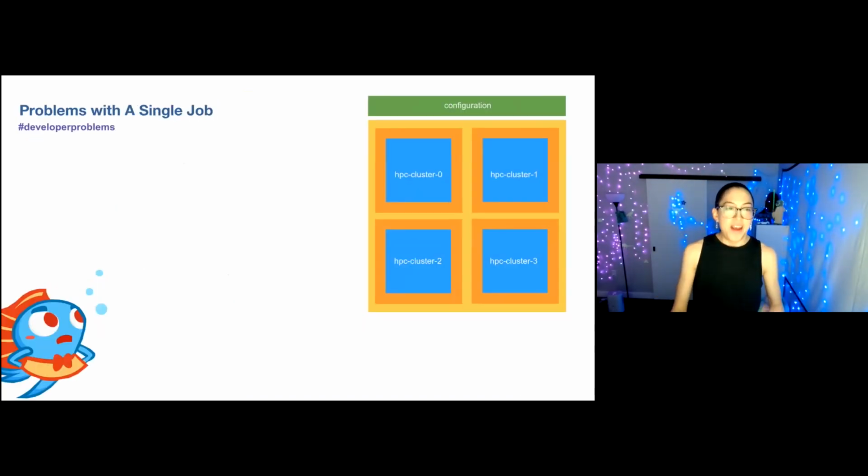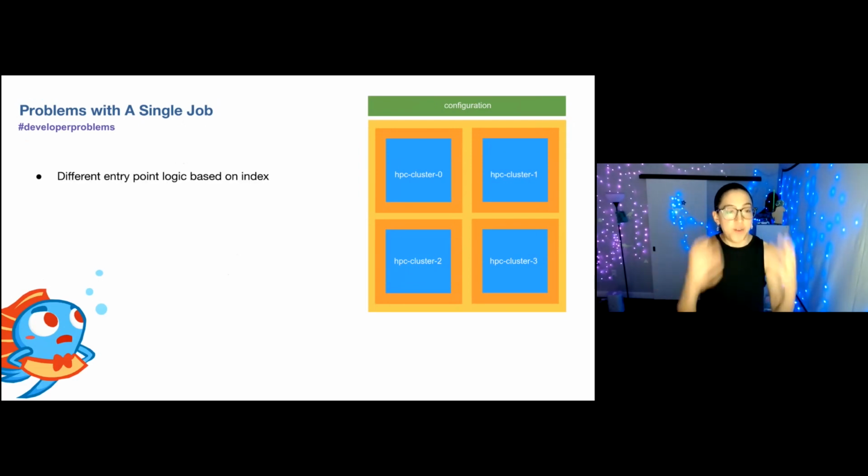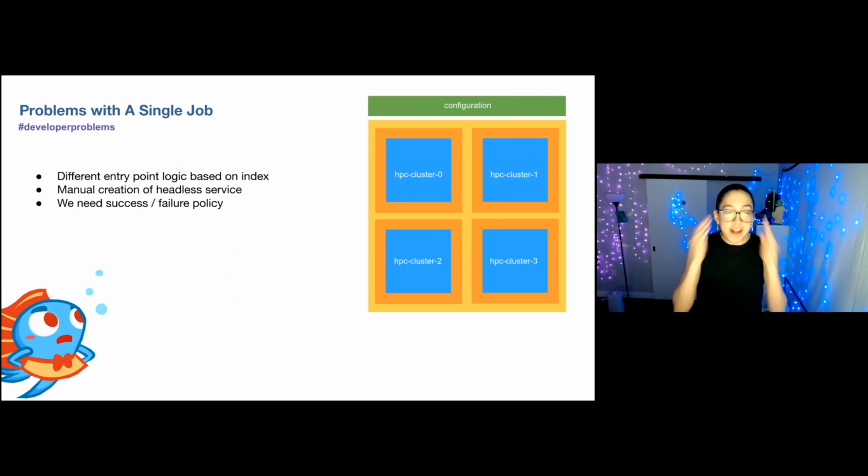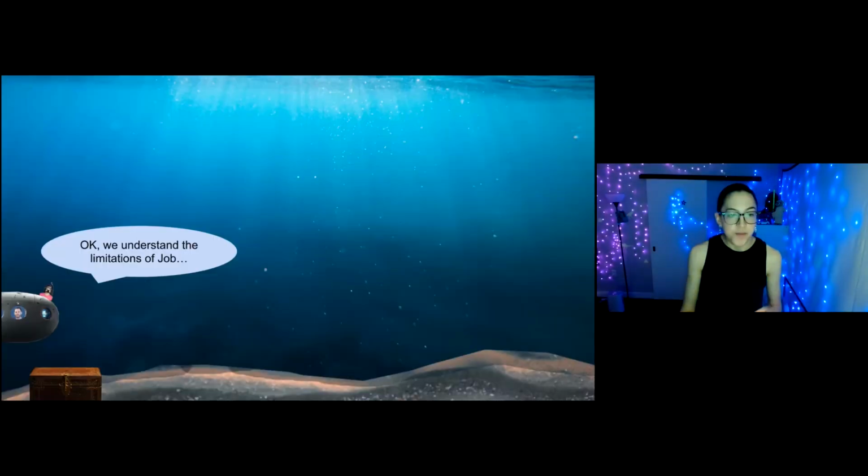It was awesome, but there were hashtag developer problems. There are always developer problems, aren't there? The first one was that we have to have different entry point logic based on the index in one script. We also needed to manually create the headless service. And finally, we really needed a way to say that when the main index 0 is done, the entire job is done. So, okay, we understood the limitations of Job.